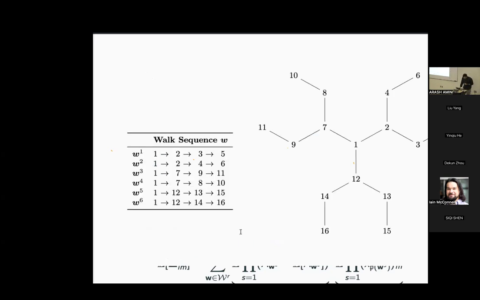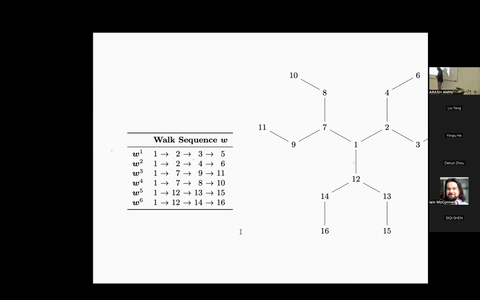And you can play the same game. So here's a set of 6 walk sequences of length 3 each. Here I'm considering the 6th moment of a certain quantity, so r is 6. I have to look at 6 sequences, and k here would be 3, because I'm looking at walks of length 3. Overall, these walk sequences induce a graph.